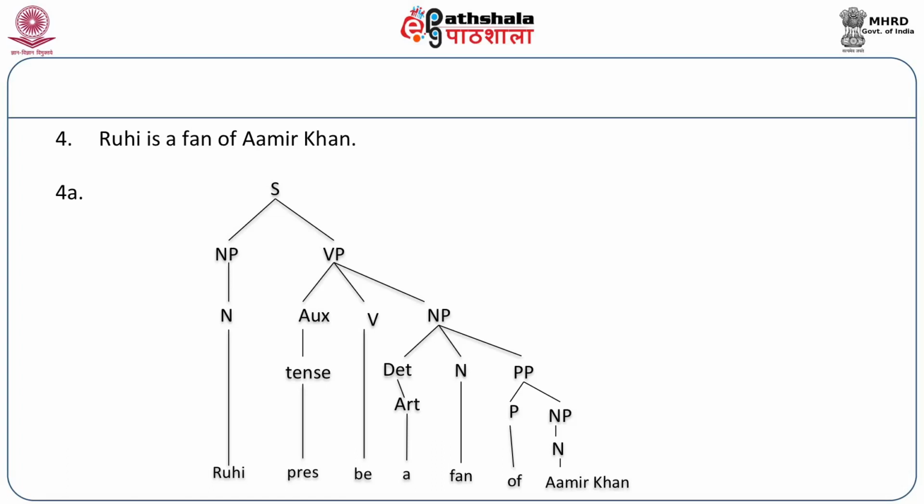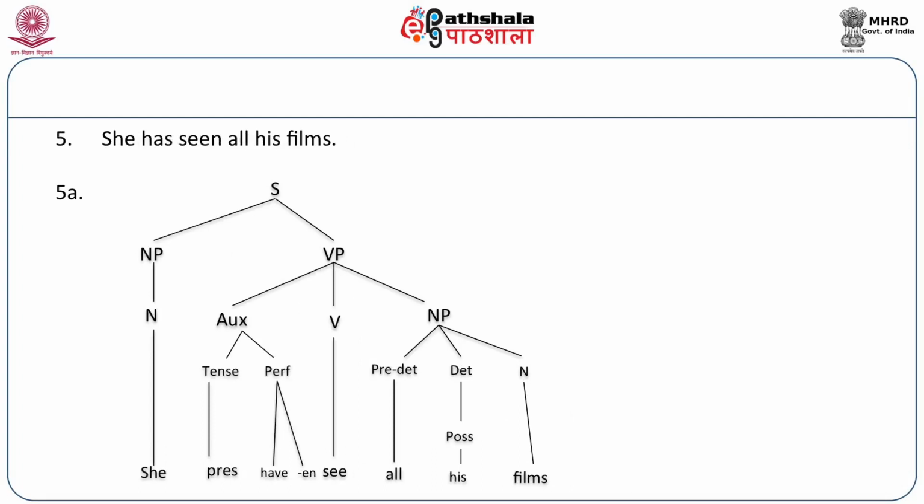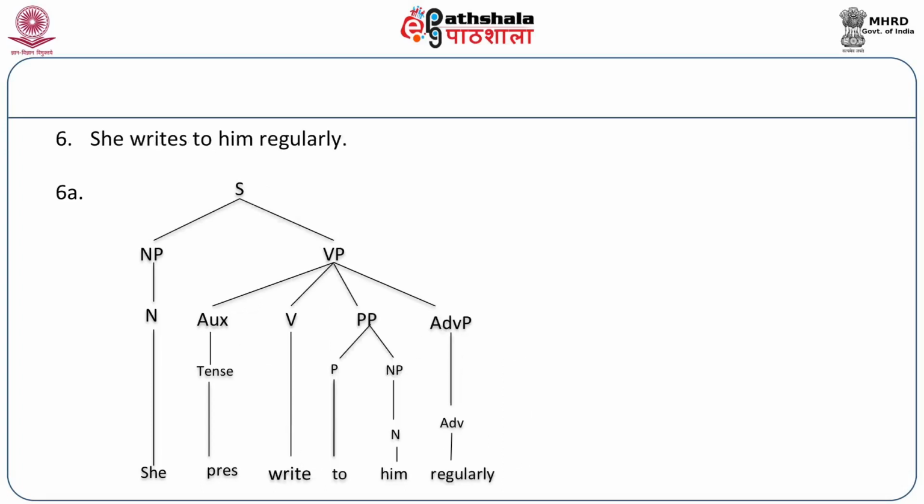Auxiliary is tense and V is be. And under the NP we have a determiner, noun and a preposition phrase. The determiner is an article which is a, and the noun is fan, and preposition phrase is of Amir Khan, where preposition of occurs and it is followed by a noun phrase Amir Khan. Here in 5a we have a tree diagram for the sentence she has seen all his films. And in 6a we have a tree diagram for the sentence she writes to him regularly.